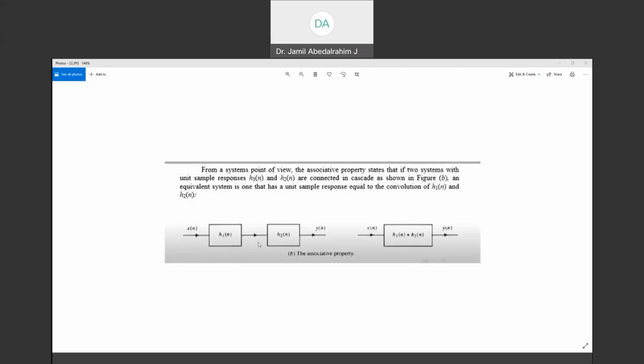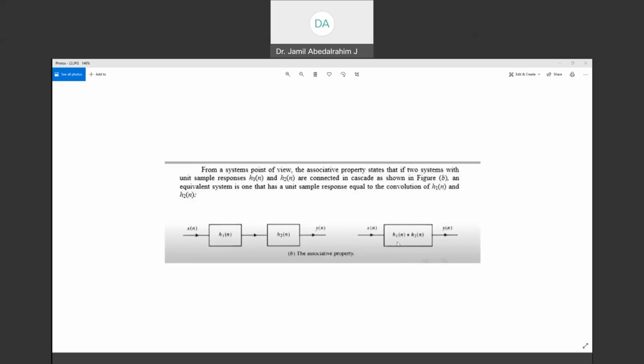Okay, so when x of n enters the system, first it will be multiplied by h1 of n. Then we also multiply it by h2 of n. Okay, as you see here. So instead of doing two multiplications, we can combine the two signals in one system.